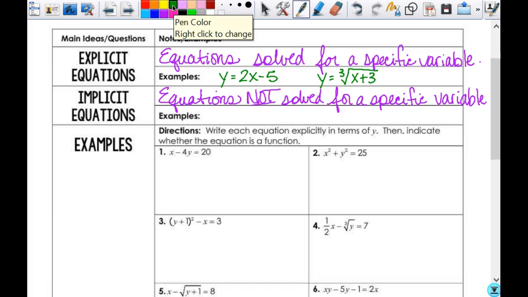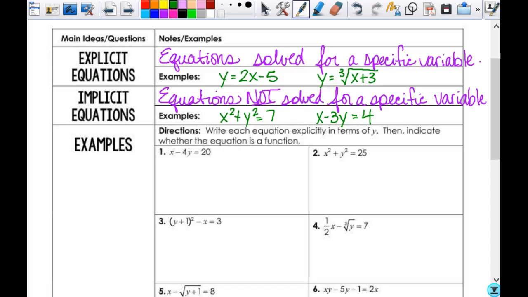So examples here might include x squared plus y squared equals 7, or x minus 3y equals 4, something like that. Okay, so that's the only difference between explicit and implicit equations. Solve for a variable, not solve for a variable. Easy enough? You've seen equations in both forms, right?